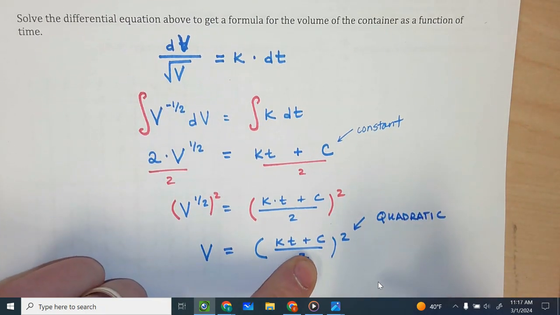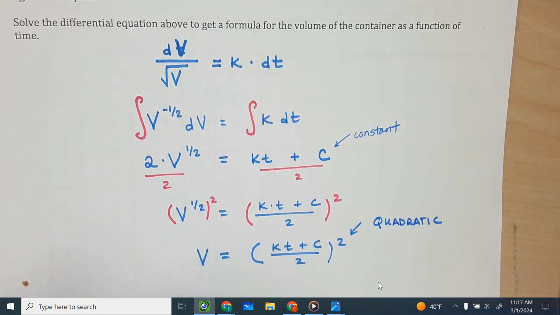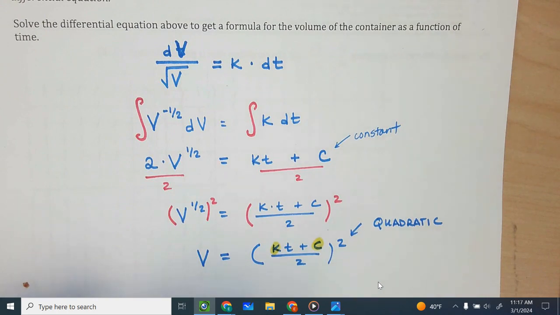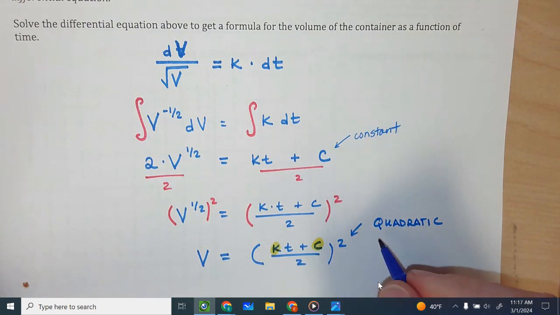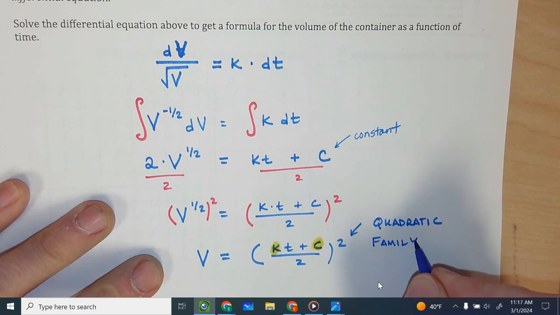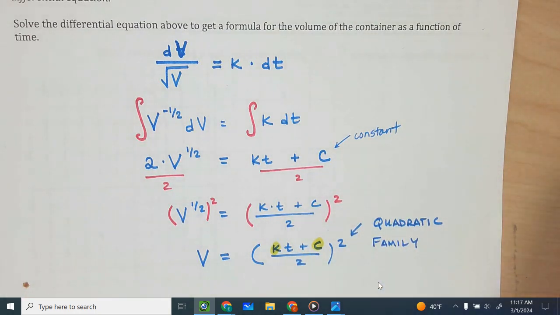This is called a family of functions because it has a constant in it. It's got the c, and it's also got the k. So this is the quadratic or a quadratic family. If I gave you the volume at specific times, you could solve to figure out what k and c are.